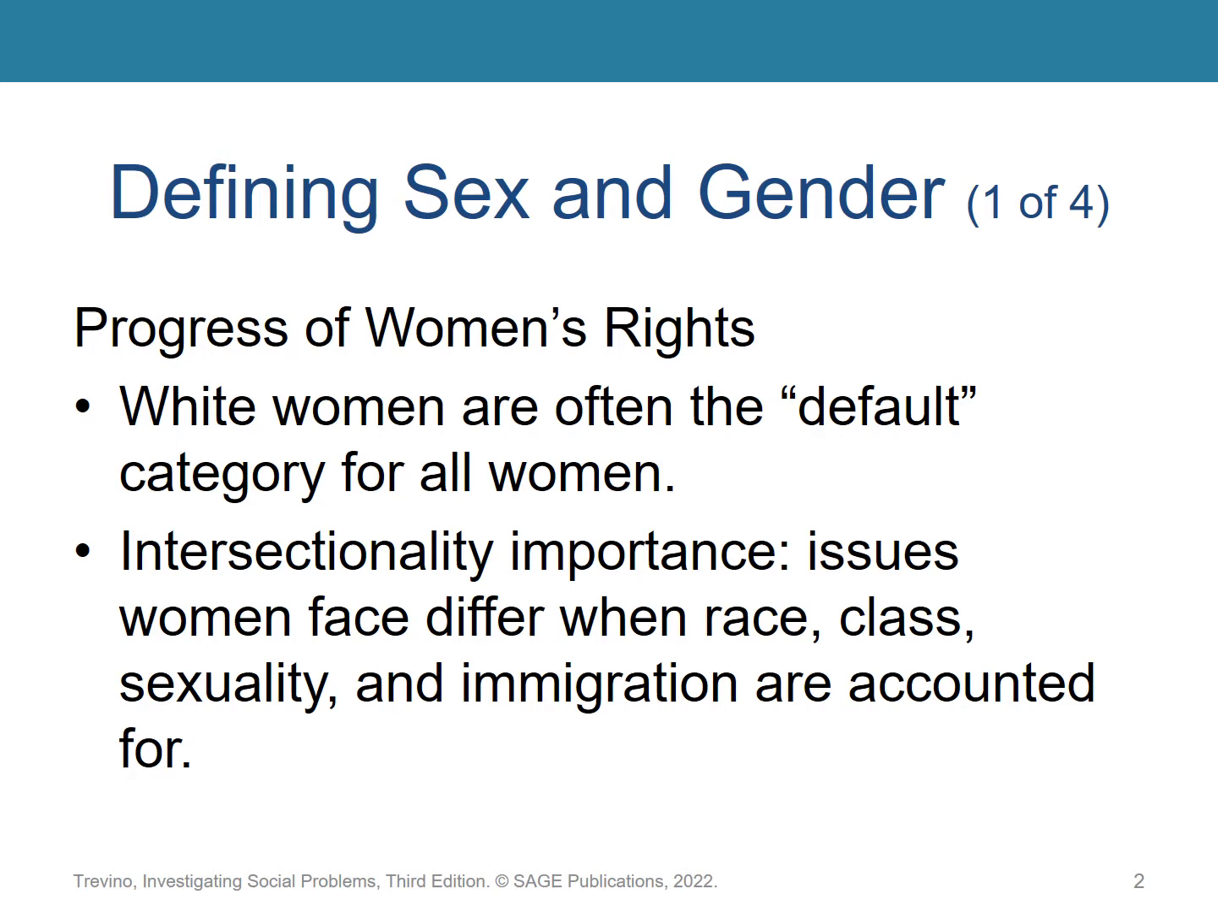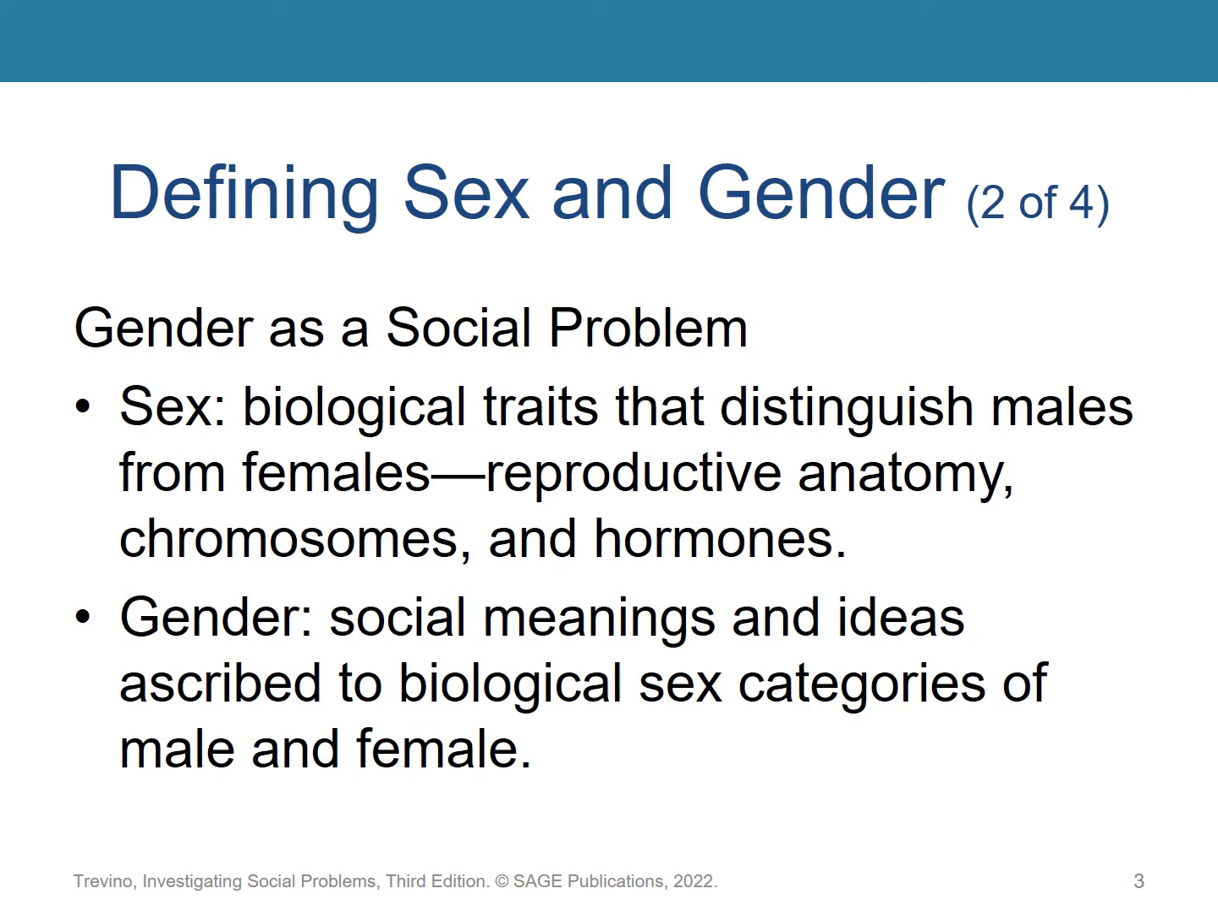So defining sex and gender, and the progress of women's rights. White women are often the default category for all women. This is why intersectionality is important. When we talk about issues women face, they differ when race, class, sexuality, and immigration are accounted for. Gender as a social problem.